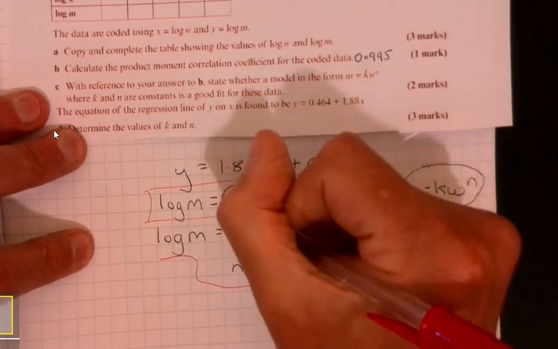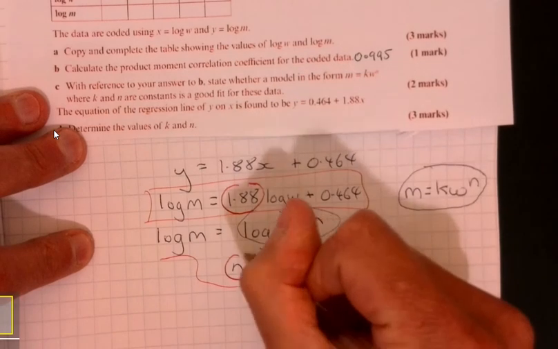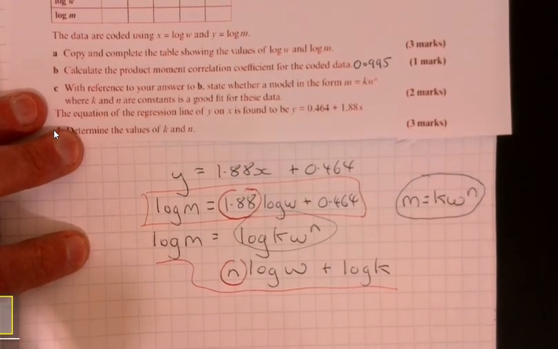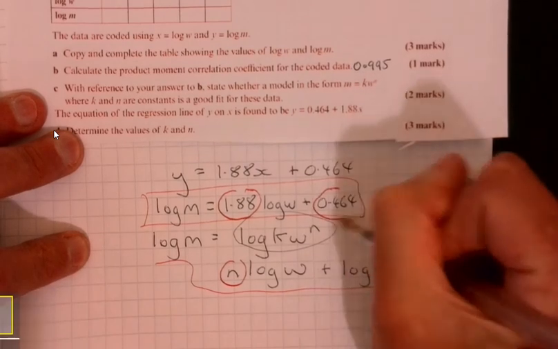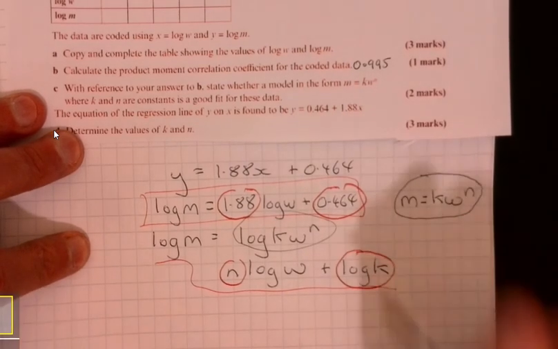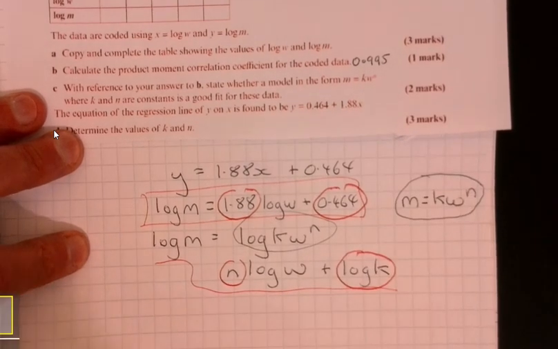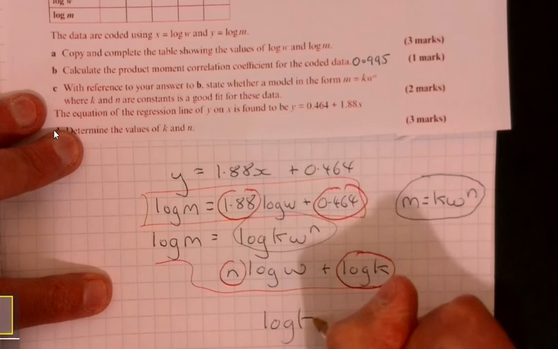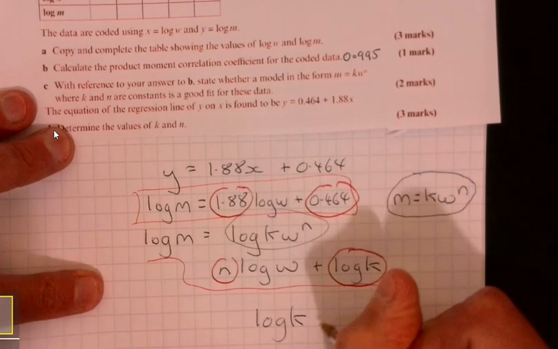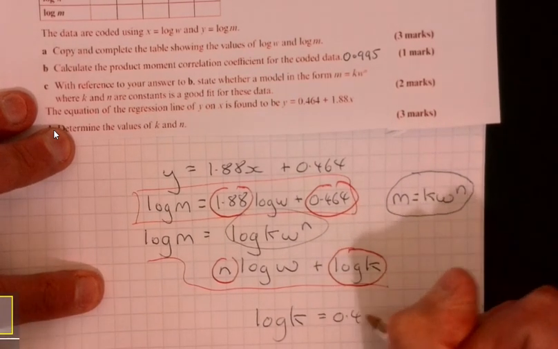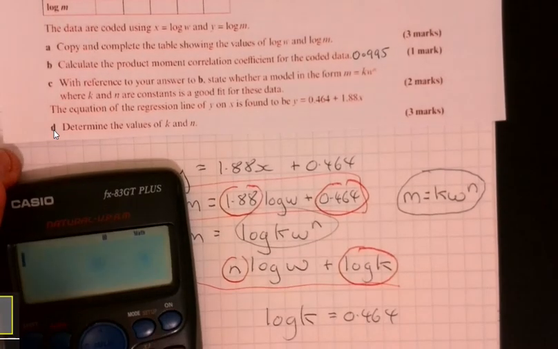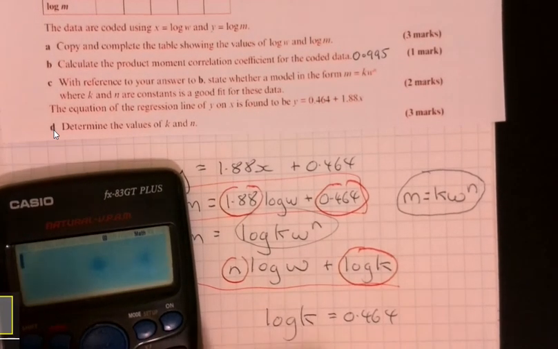Now this time we can see what n is. That's there. And we can also see what that bit there is. Actually, this one's arguably a little bit easier, isn't it? Because that's the only thing I've really got to work out. What have we got? We've got log k equals 0.464. So just to make sure you're okay with that, it just means this.